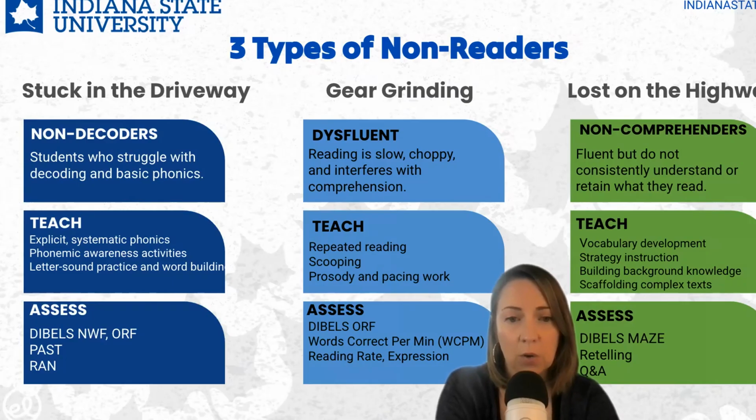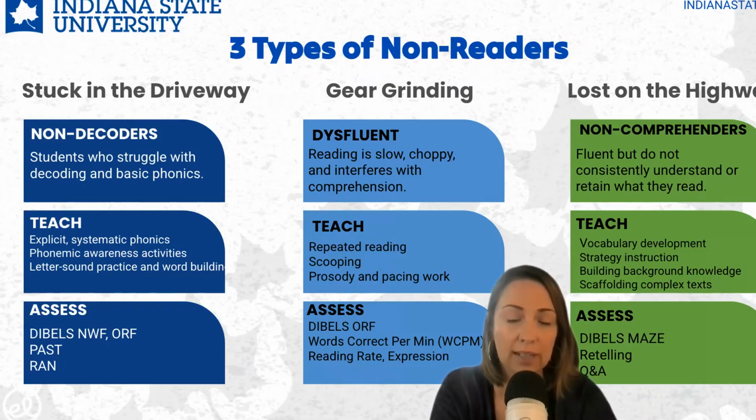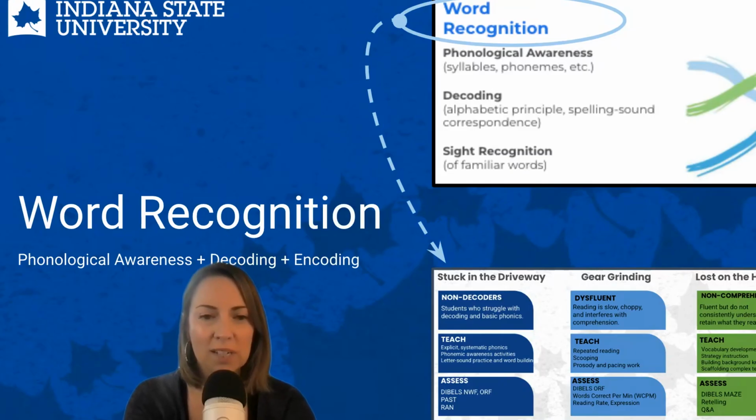We have our non-decoders, our disfluent students, and our non-comprehenders. In this session, we're really focusing on that left column, the non-decoders. These are students that are struggling at the word level. So we are going to take the 3 different types of non-readers and compare it side by side with Scarborough's reading rope. So we're going to start with the word recognition skills. These are the skills that the non-decoders need. So let's make those connections.